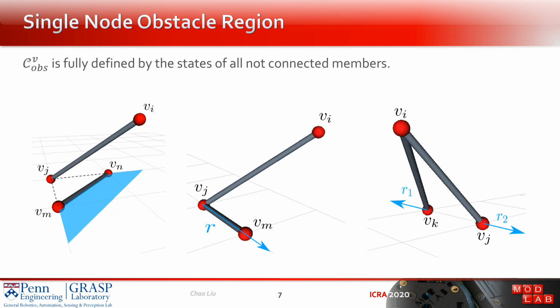In this work, we show that the obstacle region of a node can be fully determined by the states of all not connected members. There are 3 cases in total. In the first case, when Vi is inside the blue polygon, these 2 members will collide. Similarly, for the other 2 cases, when Vi is on any blue rays, collision will happen. In all of these cases, the obstacle region is determined by members which are not connected with node Vi, and this tells us how to find the whole obstacle region.